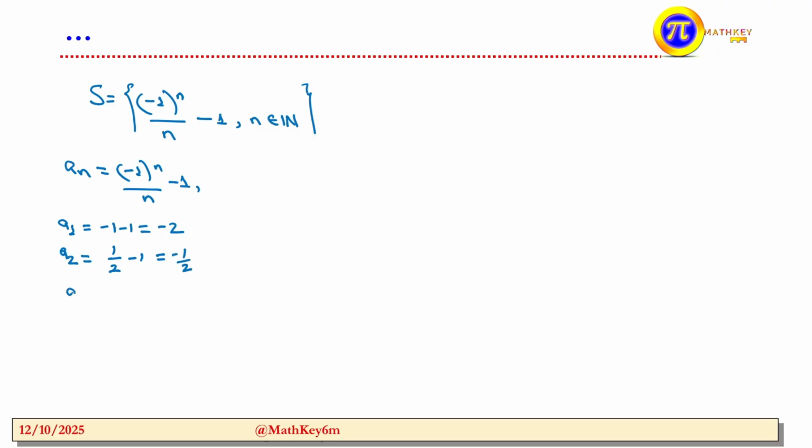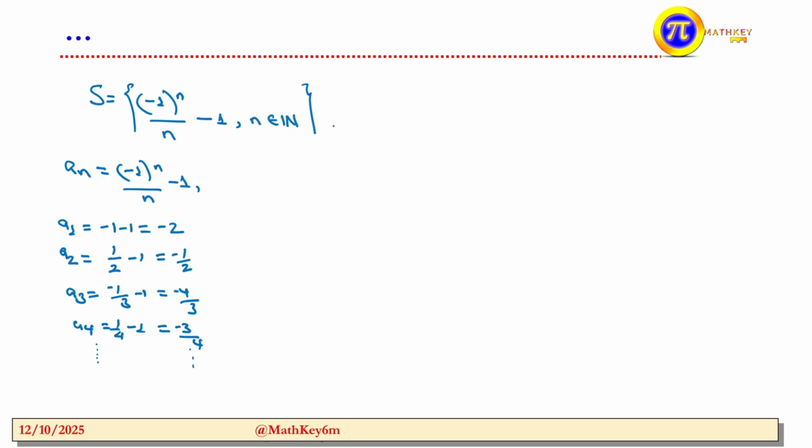When n is 3, a3 equals -1 over 3 minus 1, which equals -4 over 3. Let's try to find a4, where n is 4, which equals (-1)^4 over 4 minus 1, which is equal to -3 over 4. And we can continue with this pattern.